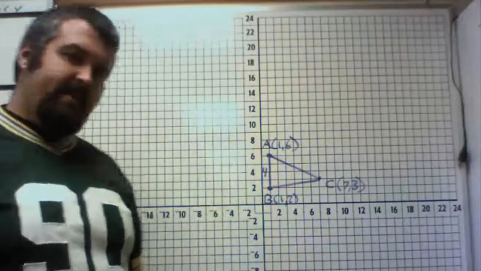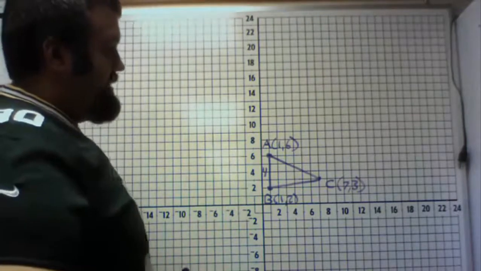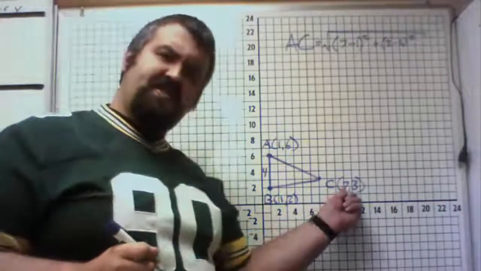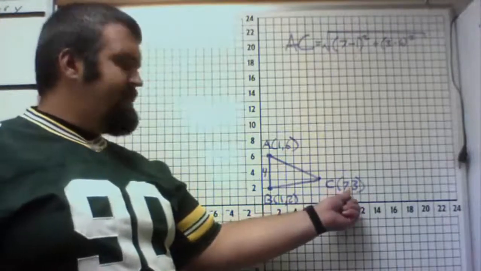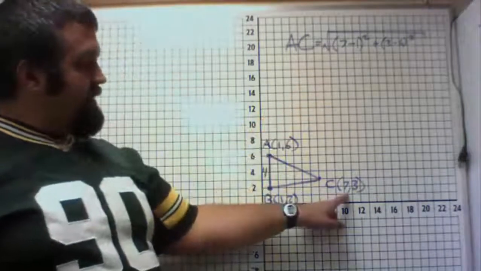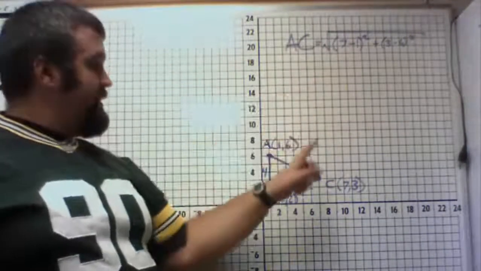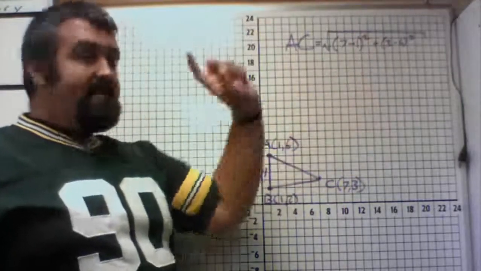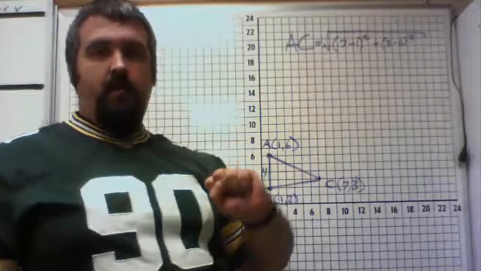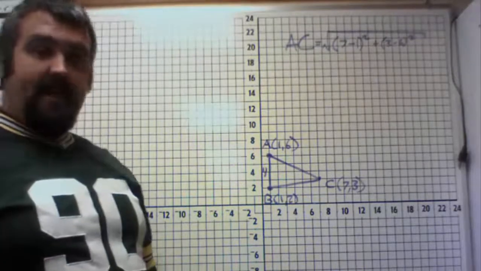I'm going to have to plug them into the distance formula. And let's quickly do that. The length of line segment AC. I chose C to be x2, y2, and A to be x1, y1. So when I plug in this, 7 goes in for x2, 1 goes in for x1, 3 goes in for y2, and 6 goes in for y1. Now that it's all plugged in, I just solve and I'll have the length of segment AC.